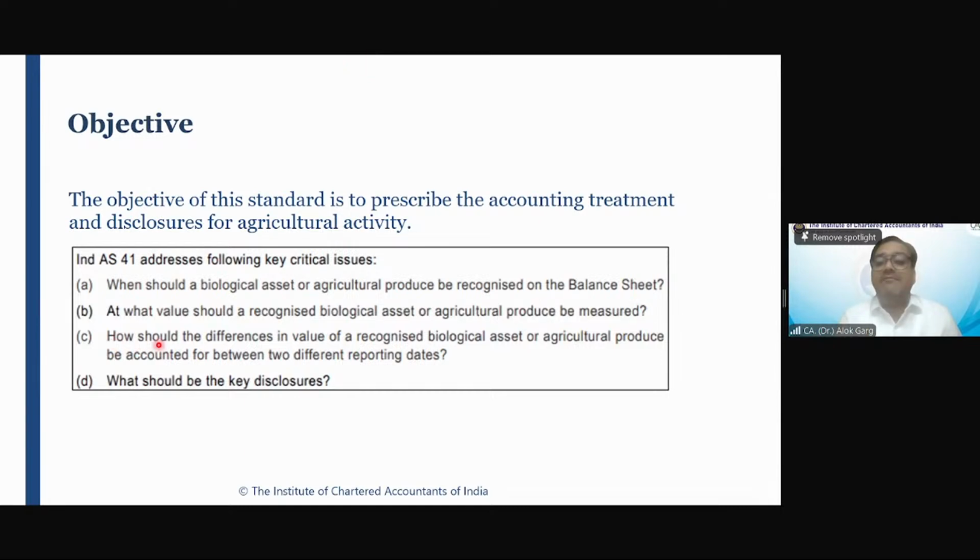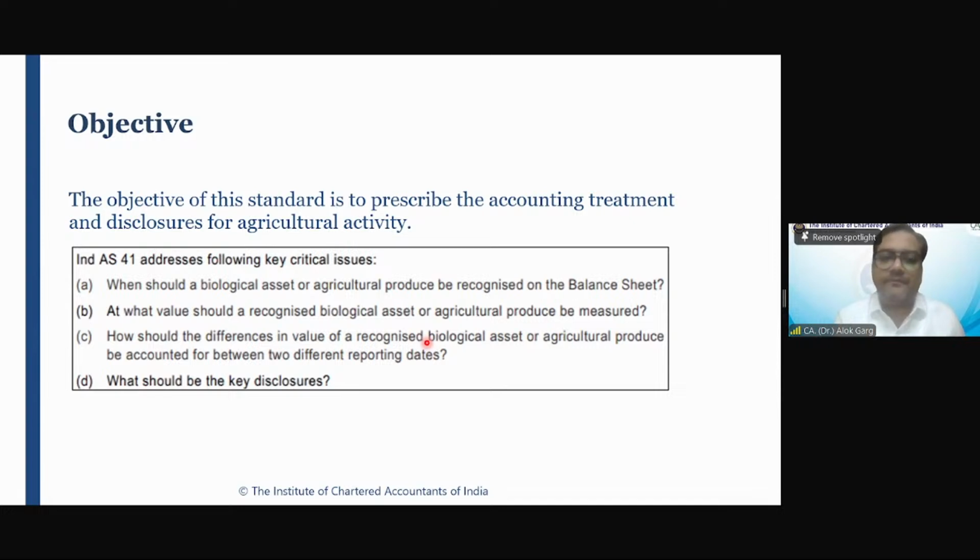So to cut a long story short, this standard also talks about the measurement of biological asset and agriculture produce. Third, how should the difference in value of recognized biological asset or agriculture produce be accounted between two different reporting dates? This is talking about the subsequent measurement. What is the subsequent measurement criteria of biological asset or agriculture produce? And the last one is talking about the key disclosures. So recognition, measurement, presentation, and disclosure. So this standard will give you the 4 pillars of accounting: recognition, measurement, presentation, disclosure.